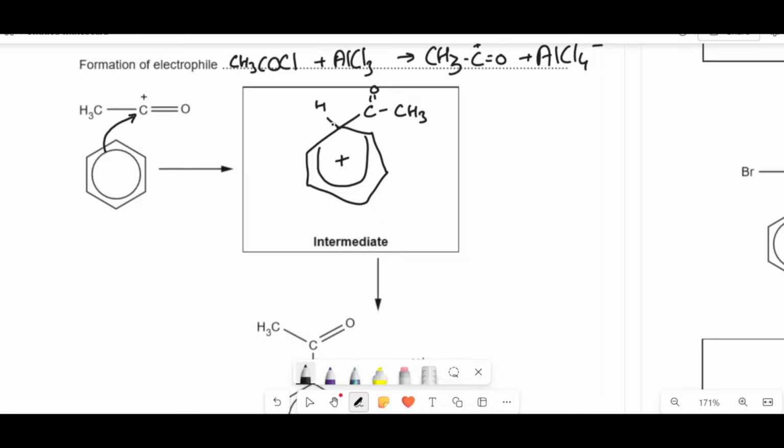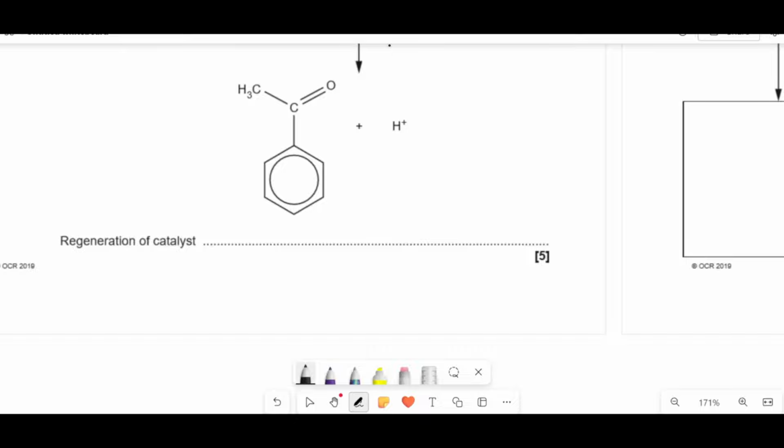So we need to boot something off. Our only option is to boot off an H. Now we wouldn't draw an arrow like that because that would give you H minus and that becomes 2 plus. What we need is to put the electrons back in. So the bond breaks and it gives electrons back into the ring like that, and that's how you end up with this. And then regeneration of the catalyst. Remember, that's AlCl4 minus now, plus this H plus. It gives you AlCl3, so we've regenerated it, plus HCl.